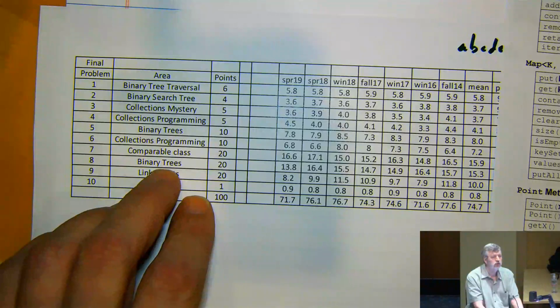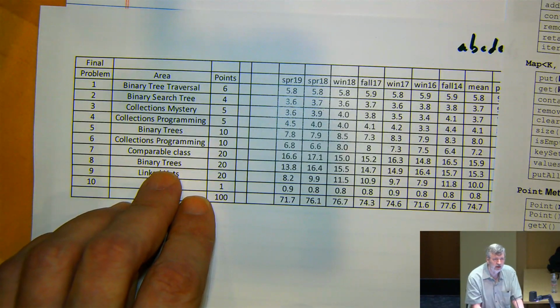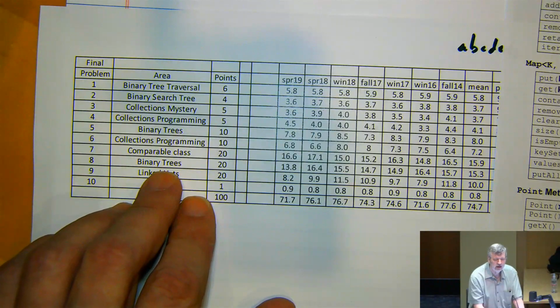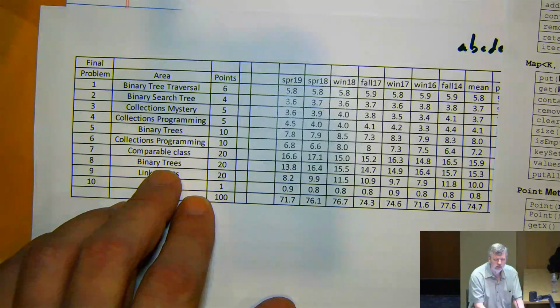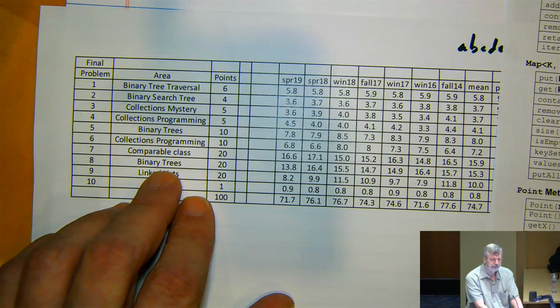You could look at those questions from that Thursday section. There is a key for those questions on that Thursday section, the second binary tree section. So that's a great resource for you to review.